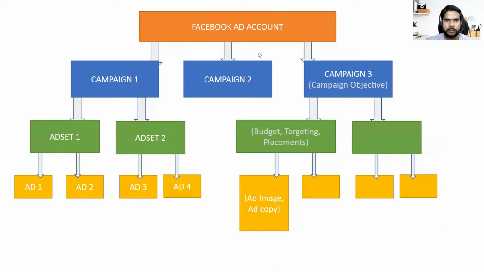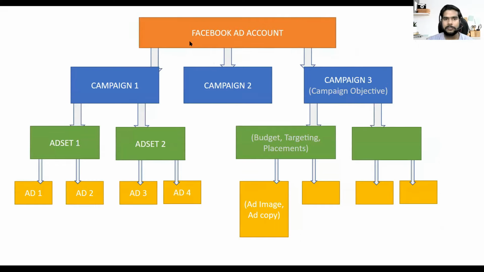Okay, so this is the quick overview of what we have discussed. You can take a screenshot if you want. There is a Facebook ad account. Inside that there are campaigns. You can create different campaigns. Maybe one campaign is your brand awareness campaign, where you want to promote your brand. Another campaign is where you want to get more and more video views. A third campaign can be where you want more sales. A fourth campaign can be where you want more leads. Now inside one campaign there are multiple ad sets, and inside each ad set there are multiple ads.